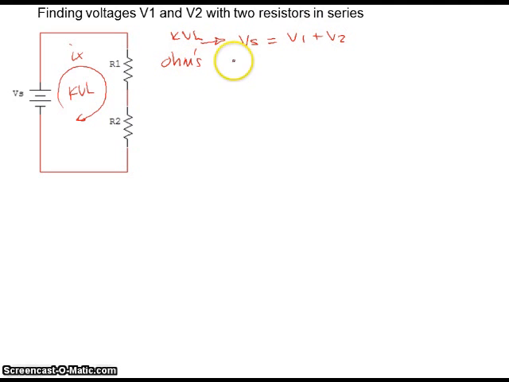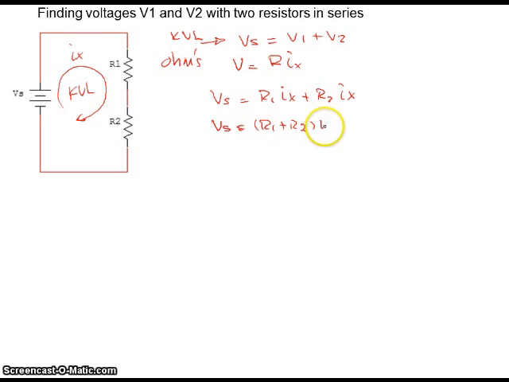Ohm's law says that V is R times I, so that means that for this particular case, our source voltage is going to be equal to R1 times I sub x plus R2 times I sub x. The source voltage then is going to be equal to R1 plus R2 times I sub x. If I solve for I sub x, this is going to be source voltage divided by R1 plus R2.